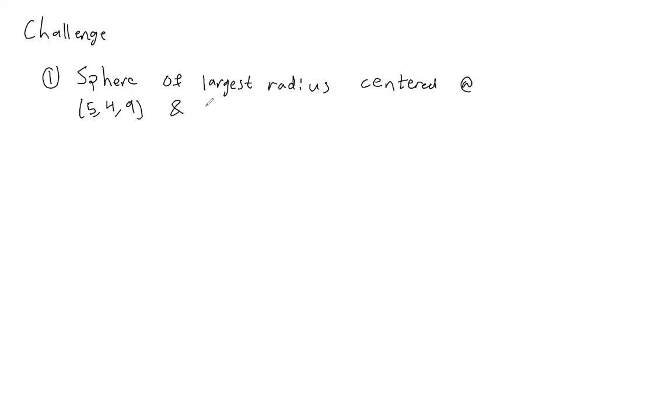So the first of these problems is we want to find a sphere of the largest radius that is centered at the point 5, 4, and 9, and contained in the first octant.